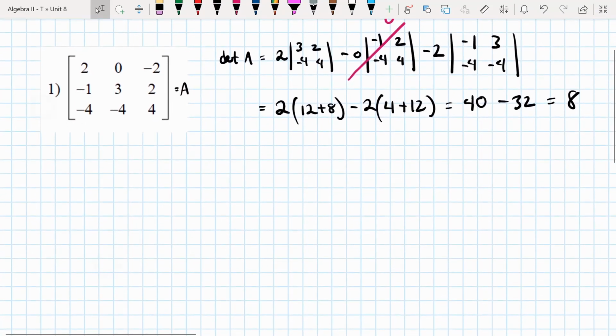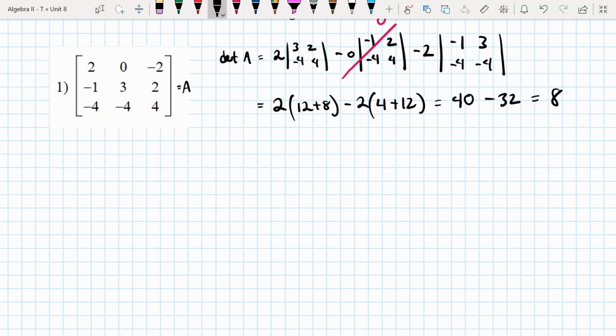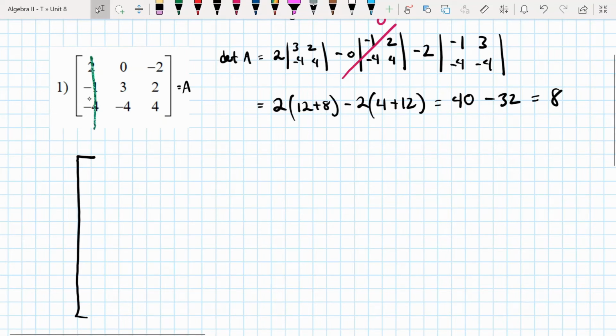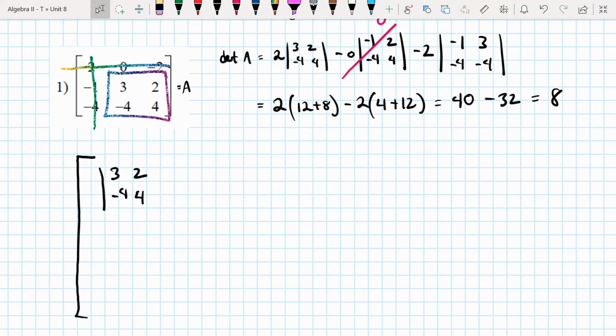Okay, so now this is the hard part, evaluating this larger matrix. So if we want to figure out the term that's in the top left, we're dealing with the first column and the first row, and so we're going to be using this matrix right here. So we're going to be using 3, 2, negative 4, and then positive 4. So that's the top left.